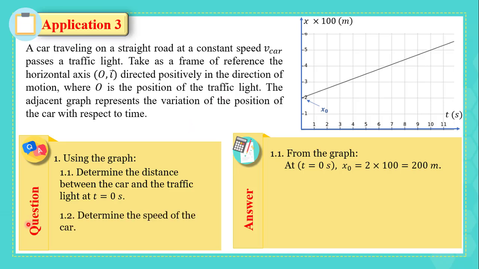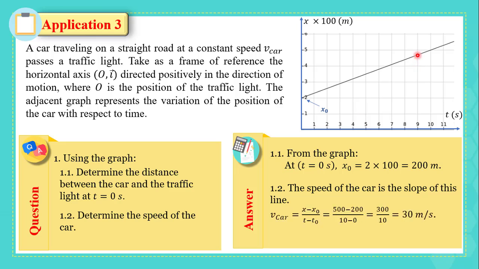In part 2, you are asked to determine the speed of the car. The speed of the car is the slope of this line or this curve. Then v car is equal to delta x divided by delta t. You can choose any point from the graph. I will choose the point (5, 10). And after calculating delta x, 500 minus 200 meter divided by 10 minus 0, I will obtain 30 meter per second.